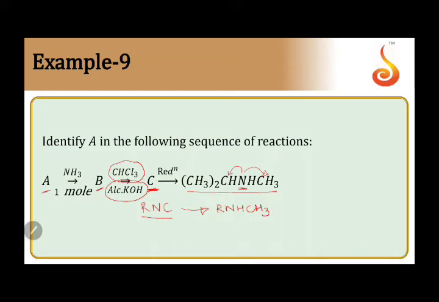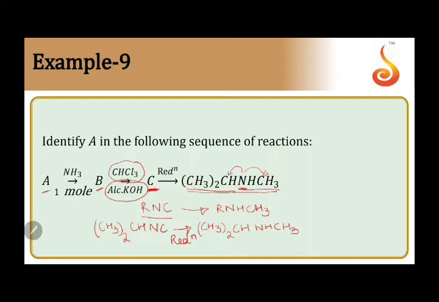So therefore, here we know what is R, because this format here suggests that R is (CH3)2CH, because NHCH3 is common here. Therefore, substituting this, the carbylamine is (CH3)2CHNC. So, on reduction, it gives us this compound.